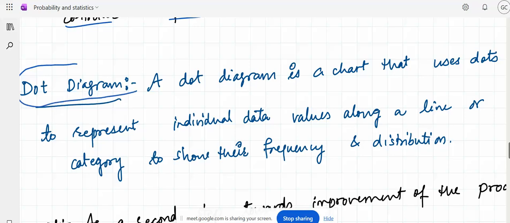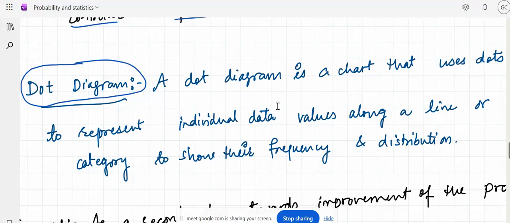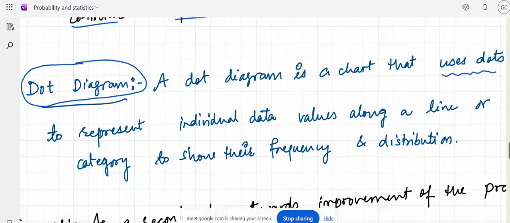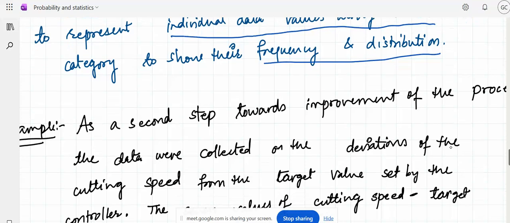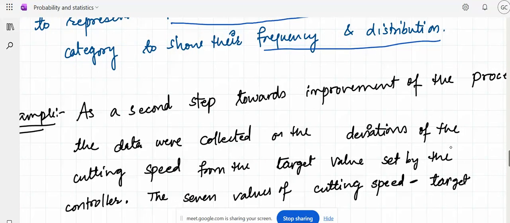So this is very simple. So what is a dot diagram? A dot diagram is a chart that uses dots to represent individual data values along a line or category to show their frequency and distribution. So what is the meaning? So I have taken an example here, the same example of computer controlled lathe machine.